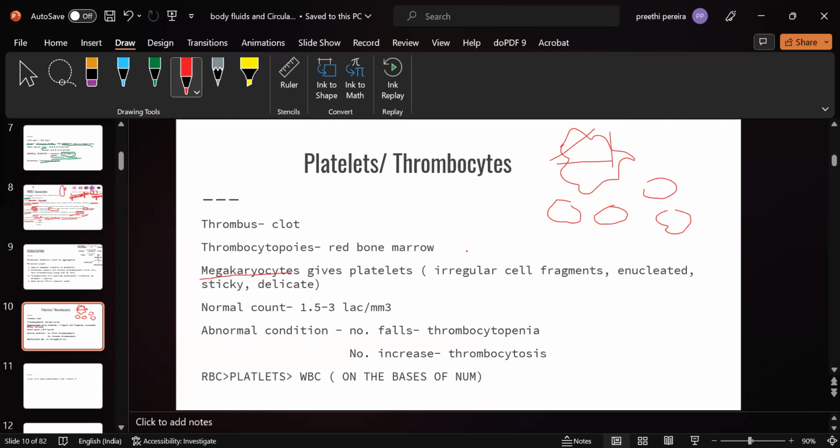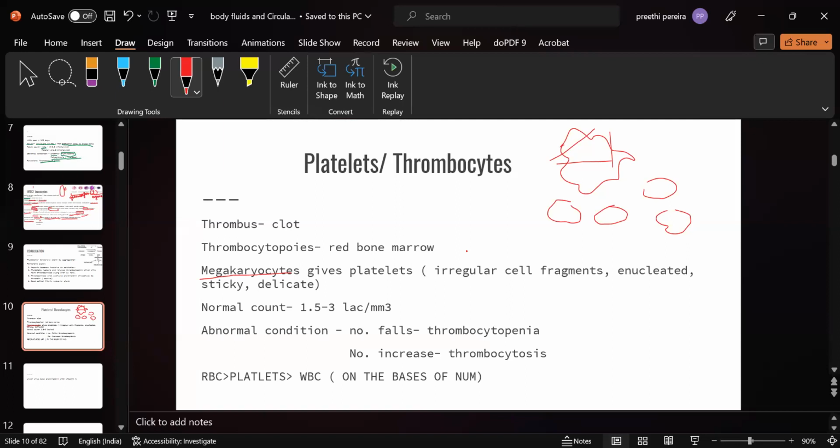And they are very delicate. Even at the place where you have a wound, if you scratch a little bit, it just comes out and again the blood flows out. So it's very delicate and it is sticky. How much should be the normal count in a body? The count in a body should be from 1.5 to 3 lakh per mm3.